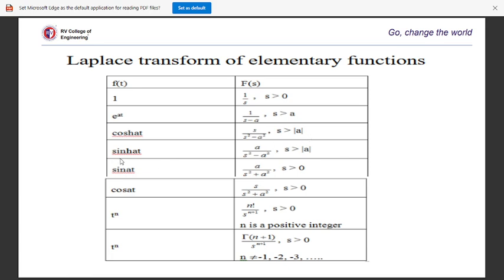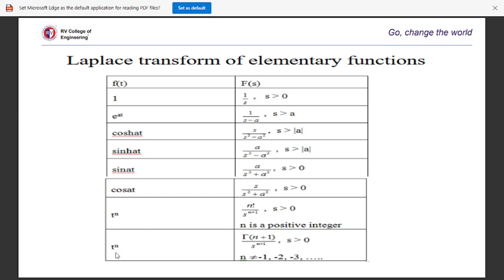Laplace transform of sin hyperbolic at is a by s square minus a square with the region of convergence s greater than modulus of a. If you consider the trigonometric functions like sin at, then the Laplace transform becomes a by s square plus a square with s greater than 0. The Laplace transform of cos at is s by s square plus a square with s greater than 0.